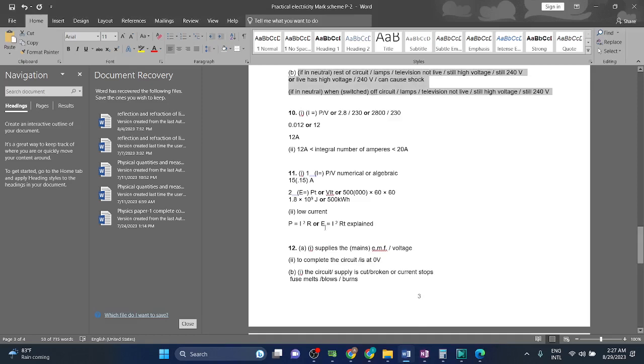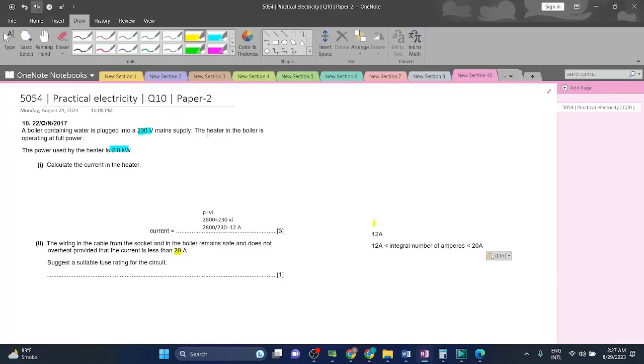Let's check. So it should be more than 12 and less than 20. Okay? So any integral value between those values. Okay? So that is gonna be the answer, and that is gonna be it for this video.